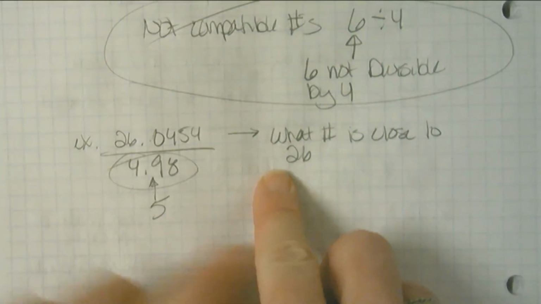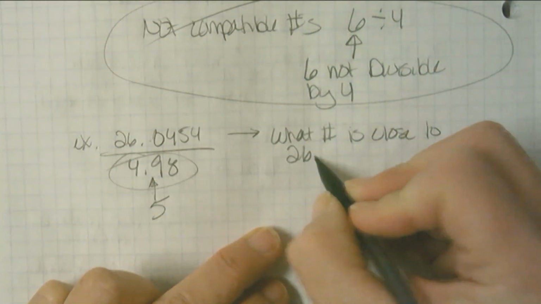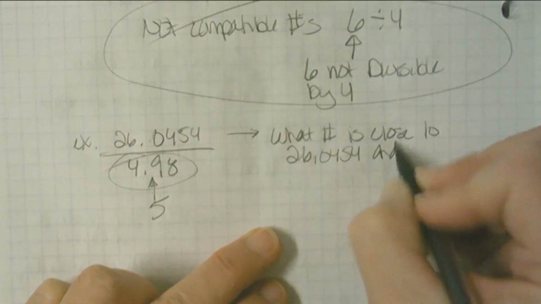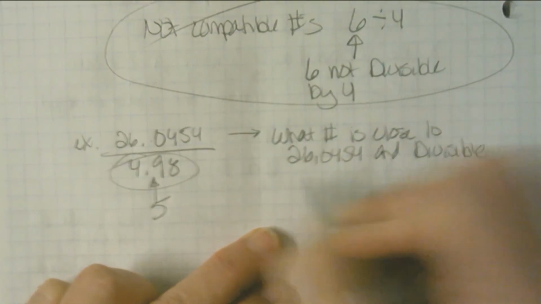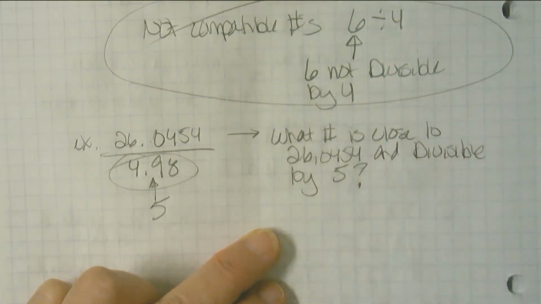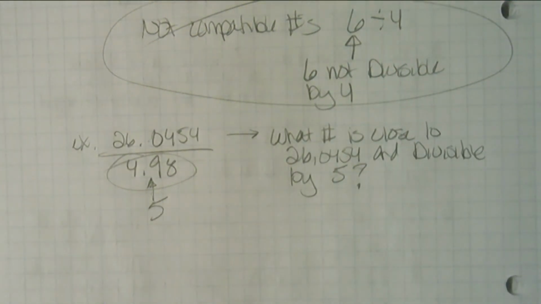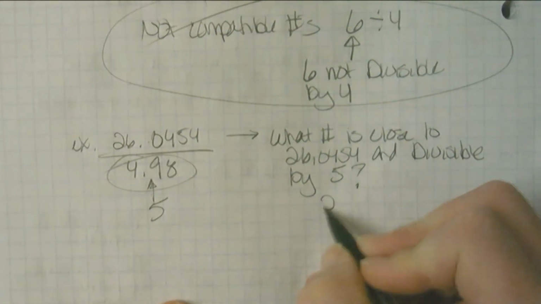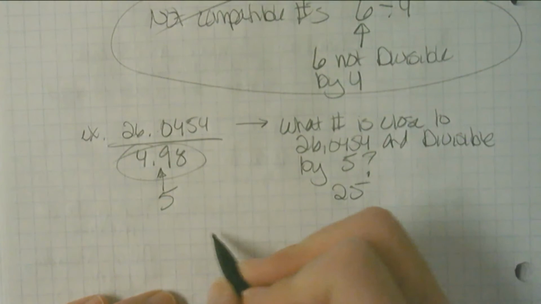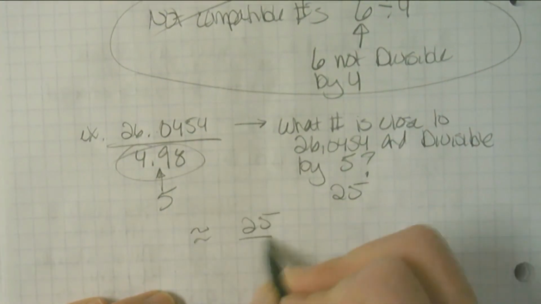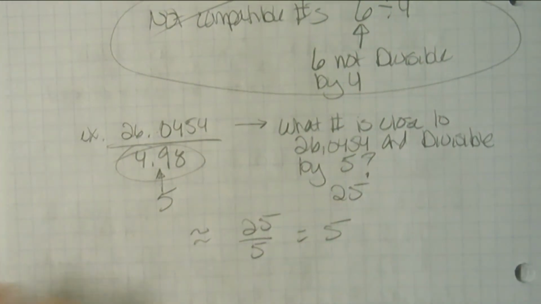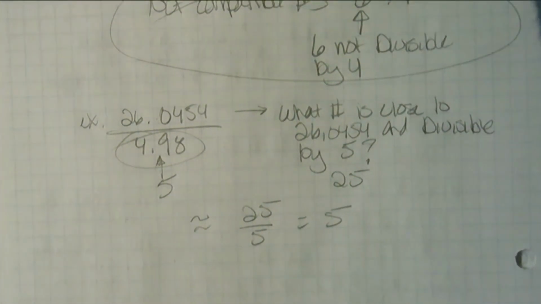So then we say to ourselves, what number is close to 26.0454 and is divisible by 5? While 26.0454, we would round that to 26. 26 is not divisible by 5. So what should I change 26 to, that it is divisible by 5? Romano? 25. So this now becomes 25 divided by 5, which is 5. So we're using rounding, but then we're also using close to.